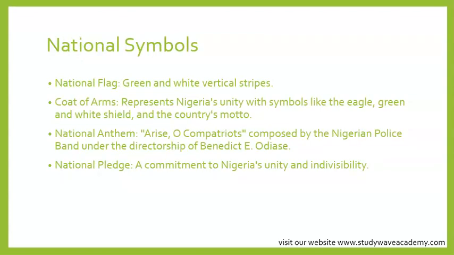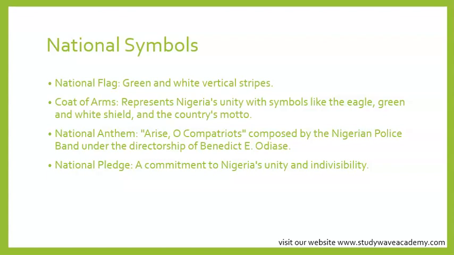Nigeria has several national symbols that represent the country's identity and values. We have the national flag, green and white vertical stripes. So the Nigerian national flag is vertical bands of green and white. The green represents the country's agricultural wealth, while the white symbolizes peace. Okay?